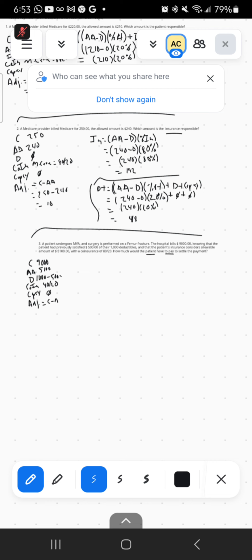Adjustment is charges minus allowed. It says patient, so we're gonna use a calculation for patients. The calculation is the allowed amount minus deductible times the percentage for the patient plus deductible plus copay.